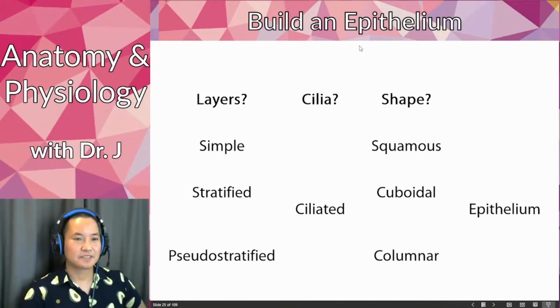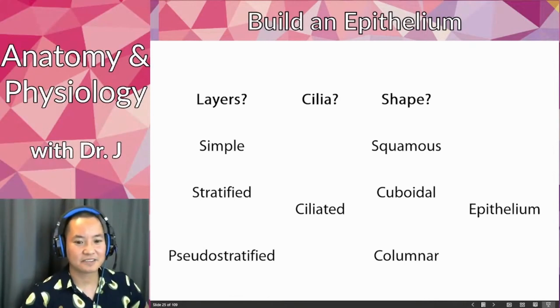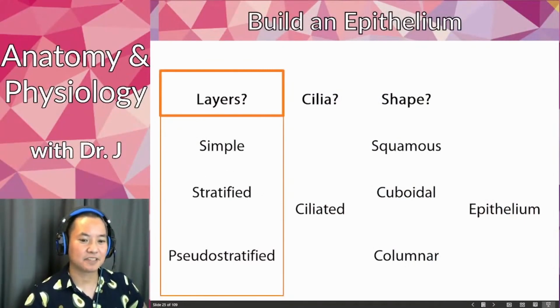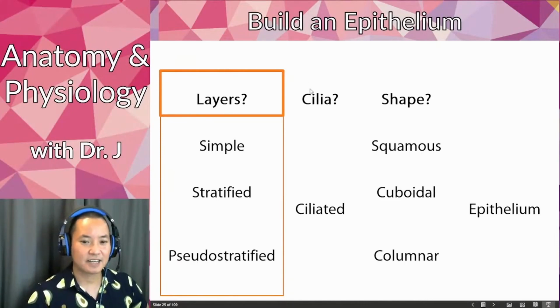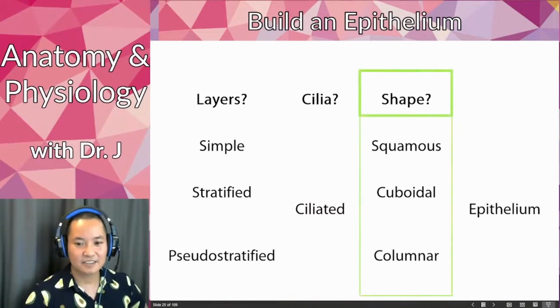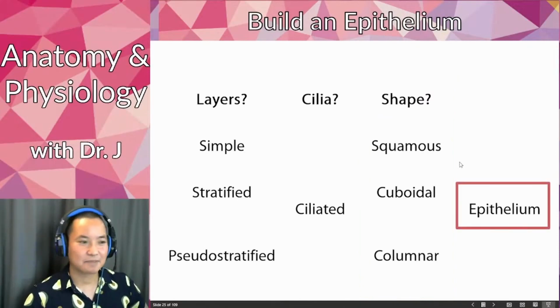Okay, so you might be like, wow, how do I put this all together? What I do is build an epithelium and answer these questions in order. How many layers does it have? Does it have one layer? Does it have multiple layers? Or does it have one layer that looks like multiple layers? Start off with that. Then does it have cilia at the very apical surface, the surface part of it? If it has cilia, you put cilia. If it doesn't have cilia, you don't say anything. Then you talk about the shape. Is it flat? Is it cuboidal? Or is it tall? Is it small, medium, or large? And then you end up with epithelia.